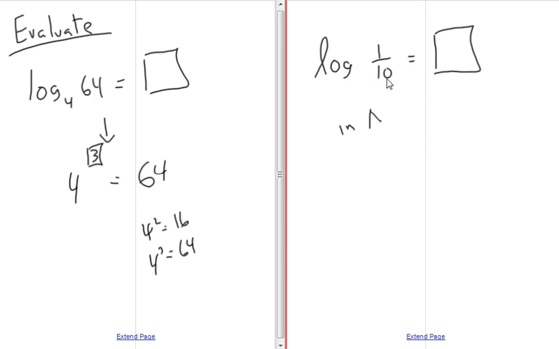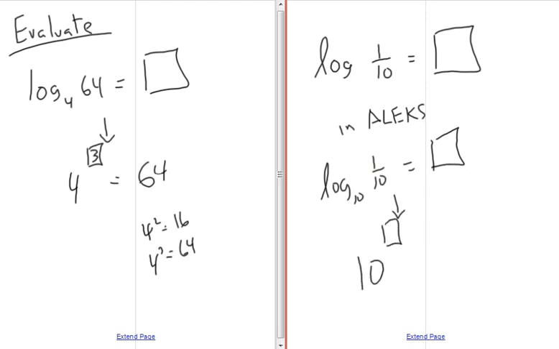Log of 1 over 10. If you are using the common log system, then that means log base 10. So log base 10 of 1/10 equals box. So let's convert that. That means base is my 10, and then to the box exponent equals 1 over 10. So what number can I put right there? Negative 1, because that'll flip it and put the 10 in the denominator.